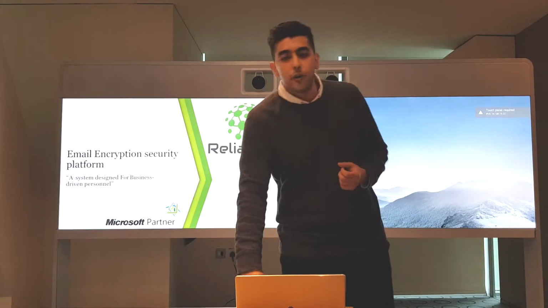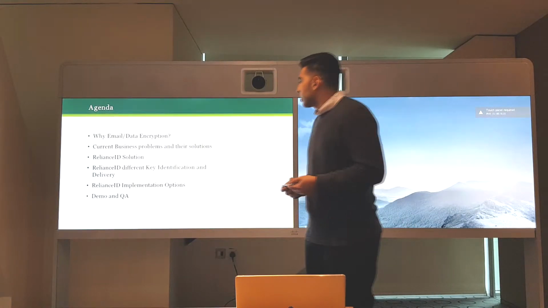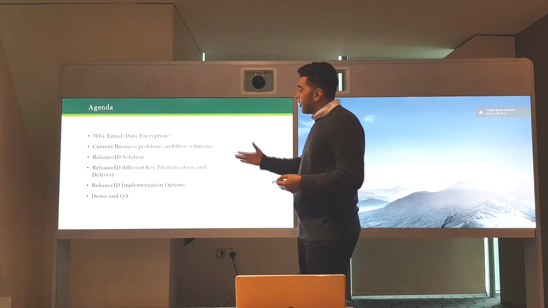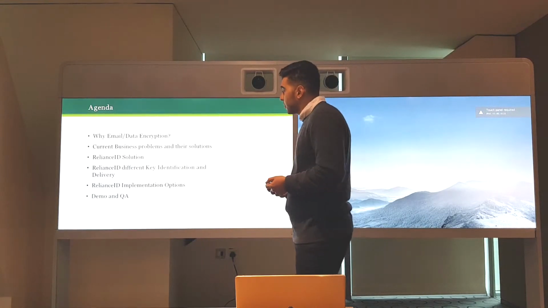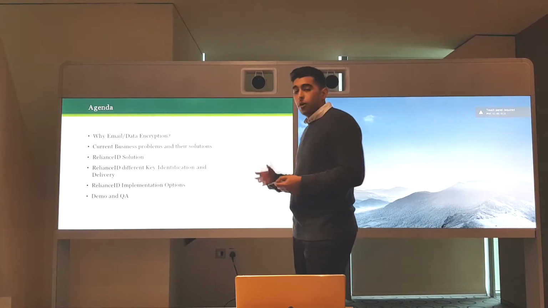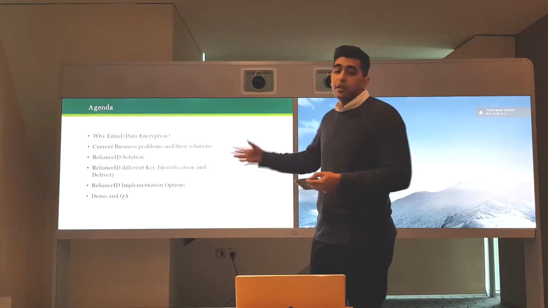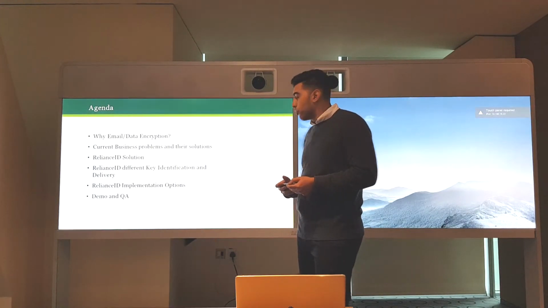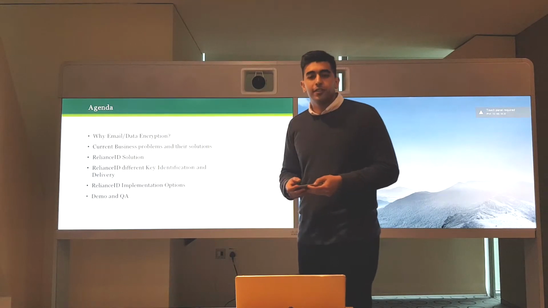So let me show you our agenda before we start our presentation. Today we're going to talk about many sections. The first section is why email and data encryption is important nowadays, and the current business problems and their solutions for products for protecting emails nowadays. We're also going to talk about our solution, RelianceID, and its features. We're going to talk about RelianceID's different key identification and delivery methods. I'm going to explain that as well throughout the presentation. And we're going to show you ways of implementing RelianceID in corporates. And finally, we're going to show you a very small demo, and we're going to have a Q&A section.